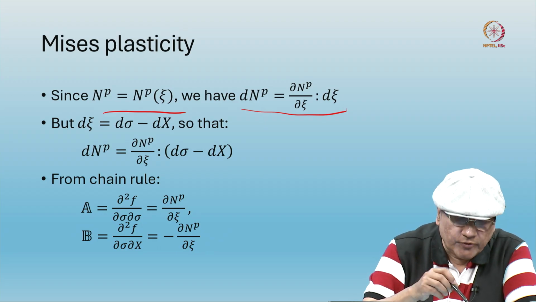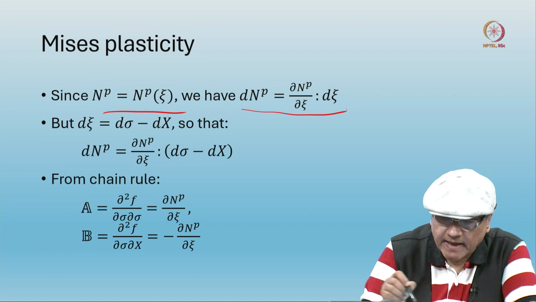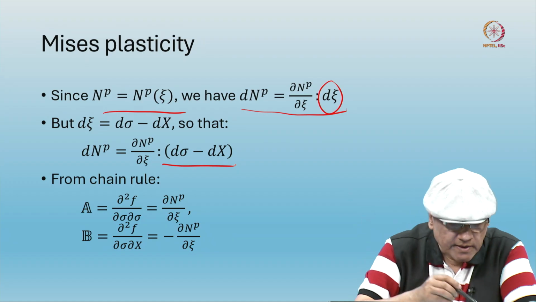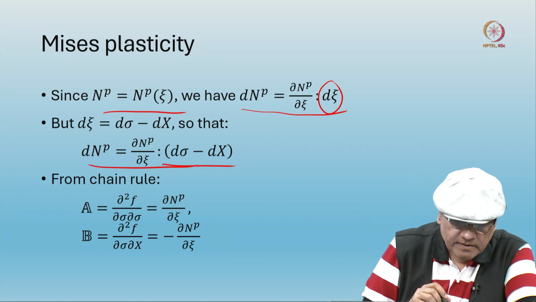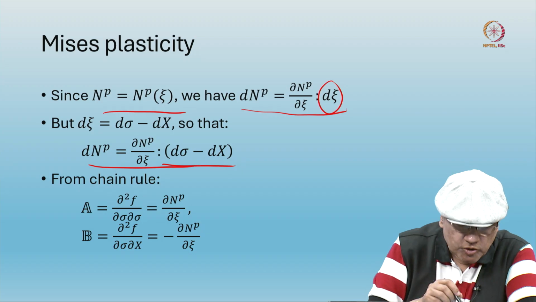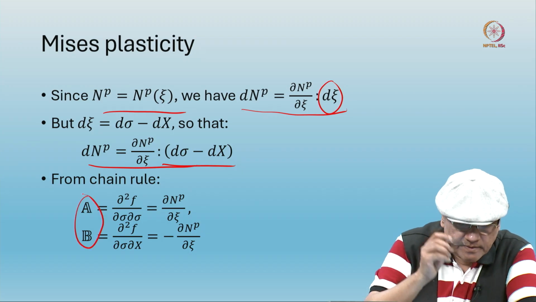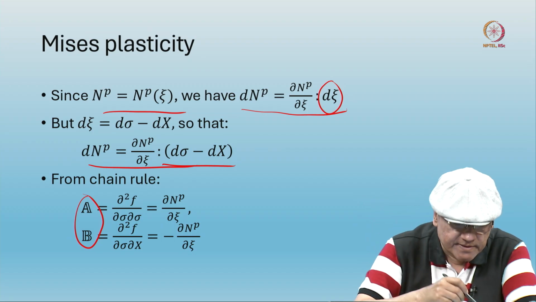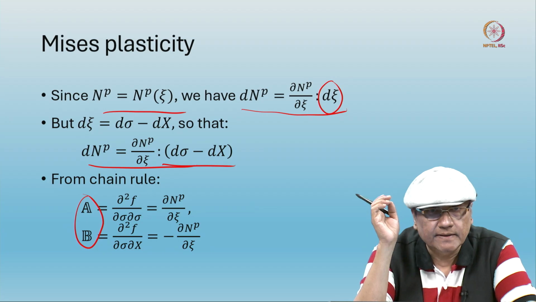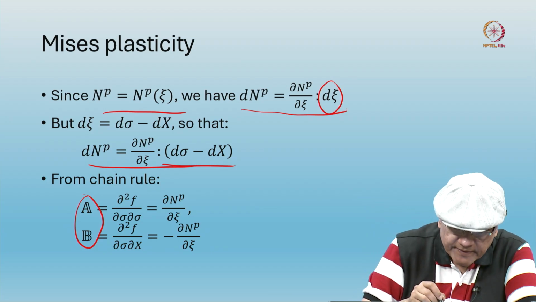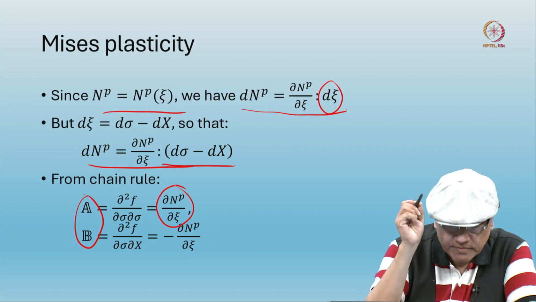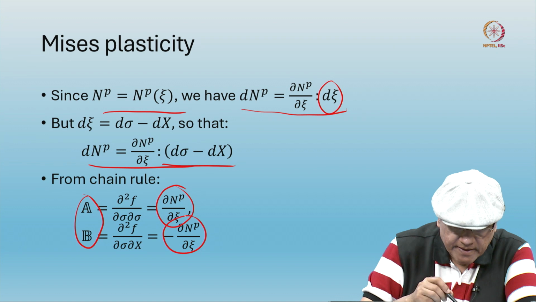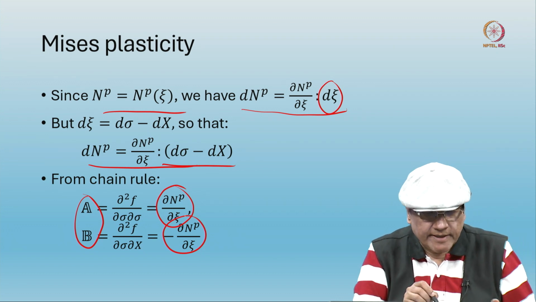That therefore can be written, because d xi, based on the definition of xi, we can write d xi as d sigma minus dx. So this is the expression for dNP. Now also recall that from the chain rule we can write these matrices, these quantities A and B, in this manner. So del NP by del xi and minus del NP by del xi.